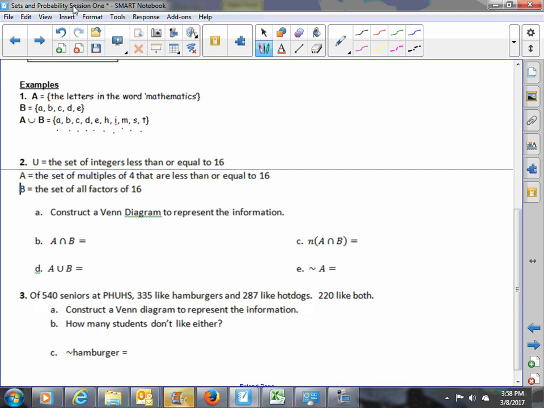Number 2, the universal set is the set of integers less than or equal to 16. A is the set of multiples of 4 that are less than or equal to 16, and B is the set of all factors of 16. Construct a Venn diagram to represent this information.